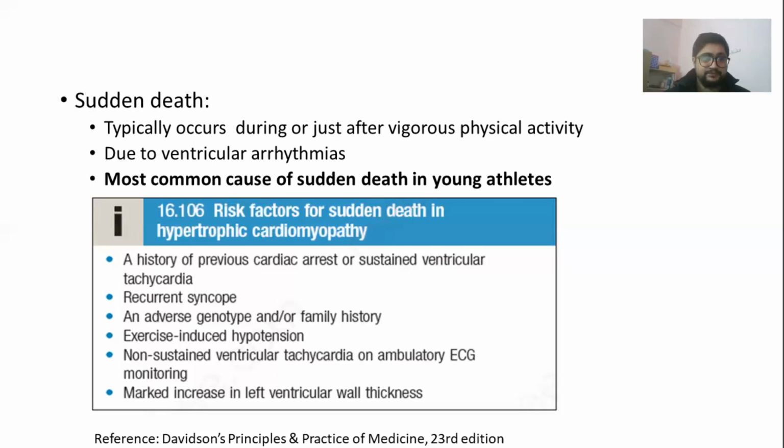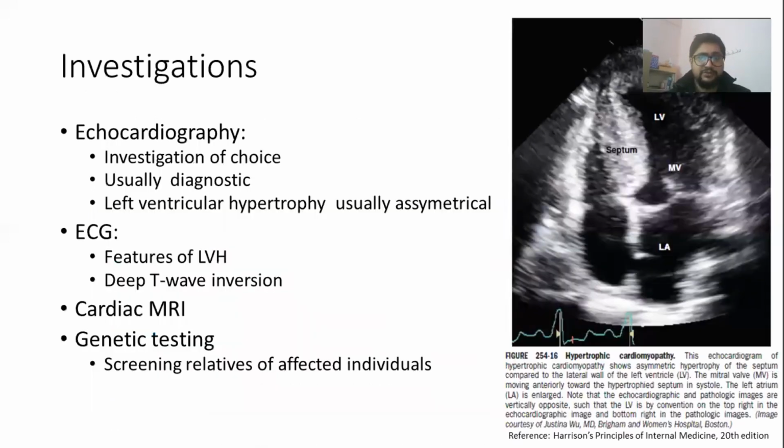For the diagnosis of hypertrophic cardiomyopathy, echocardiography is the investigation of choice. It is usually diagnostic. It will show systolic anterior motion of the mitral valve, which causes the dynamic outflow obstruction. This is the typical diagnostic feature which can be seen in the echocardiogram of a patient with hypertrophic cardiomyopathy.